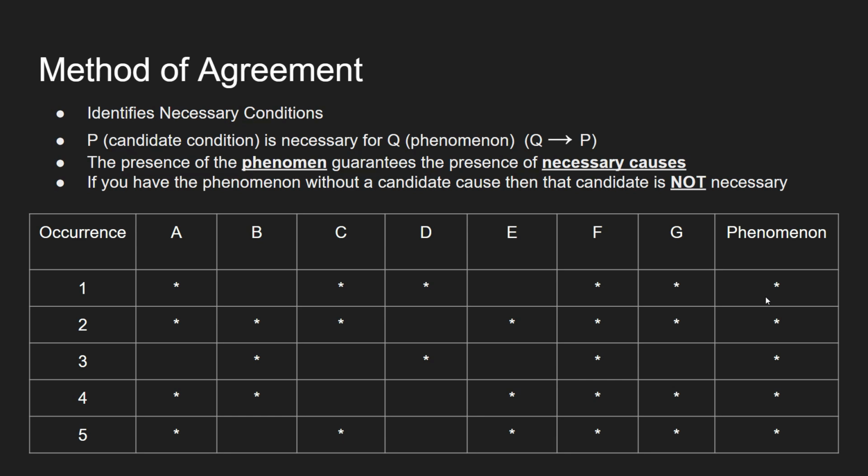But what's a possible candidate cause of the phenomena? Well, we can see that only F is present in all of their meals. So F must be necessary for the phenomenon to be present. So P, a candidate condition, is necessary for Q, is this relationship where the presence of Q, which is our phenomena, guarantees the presence of P.